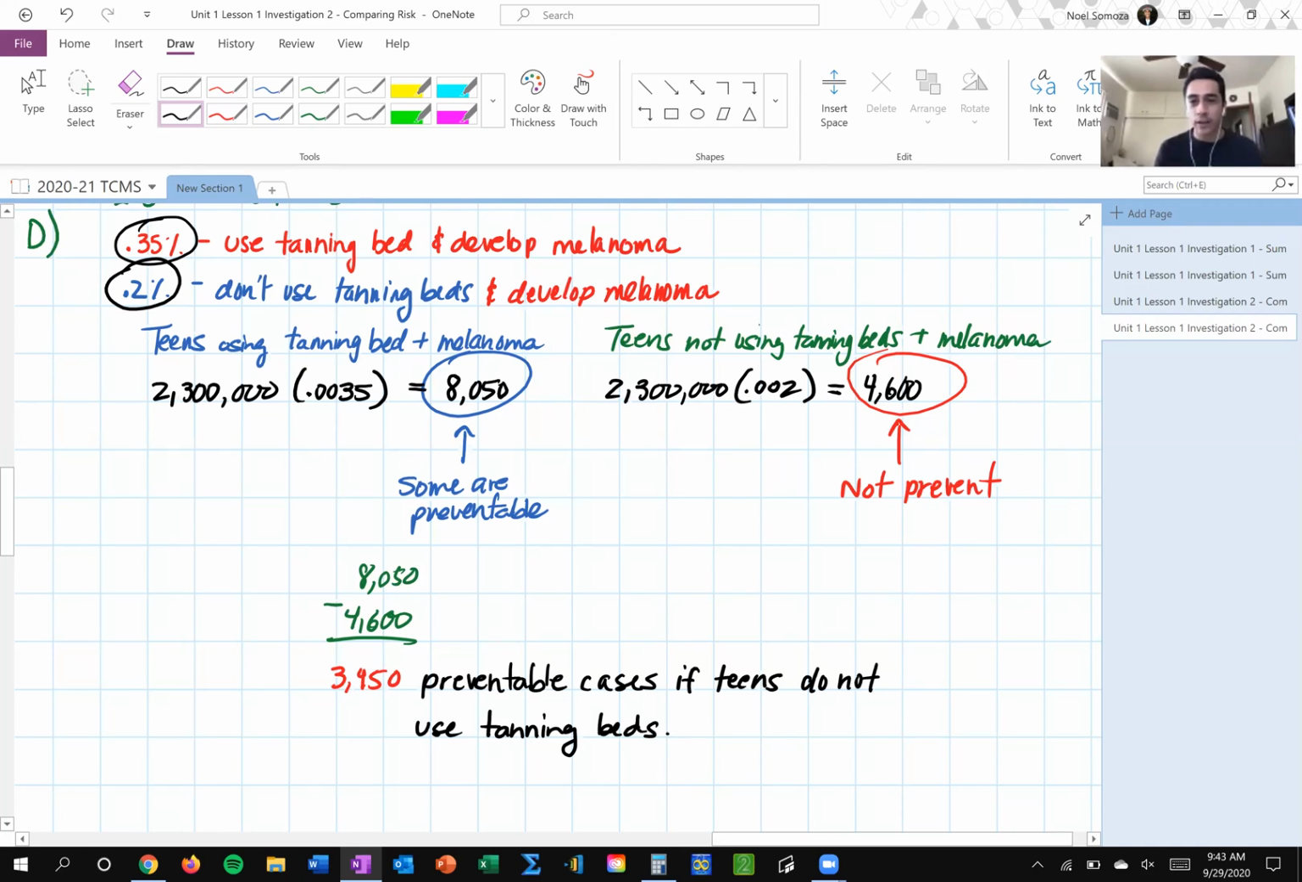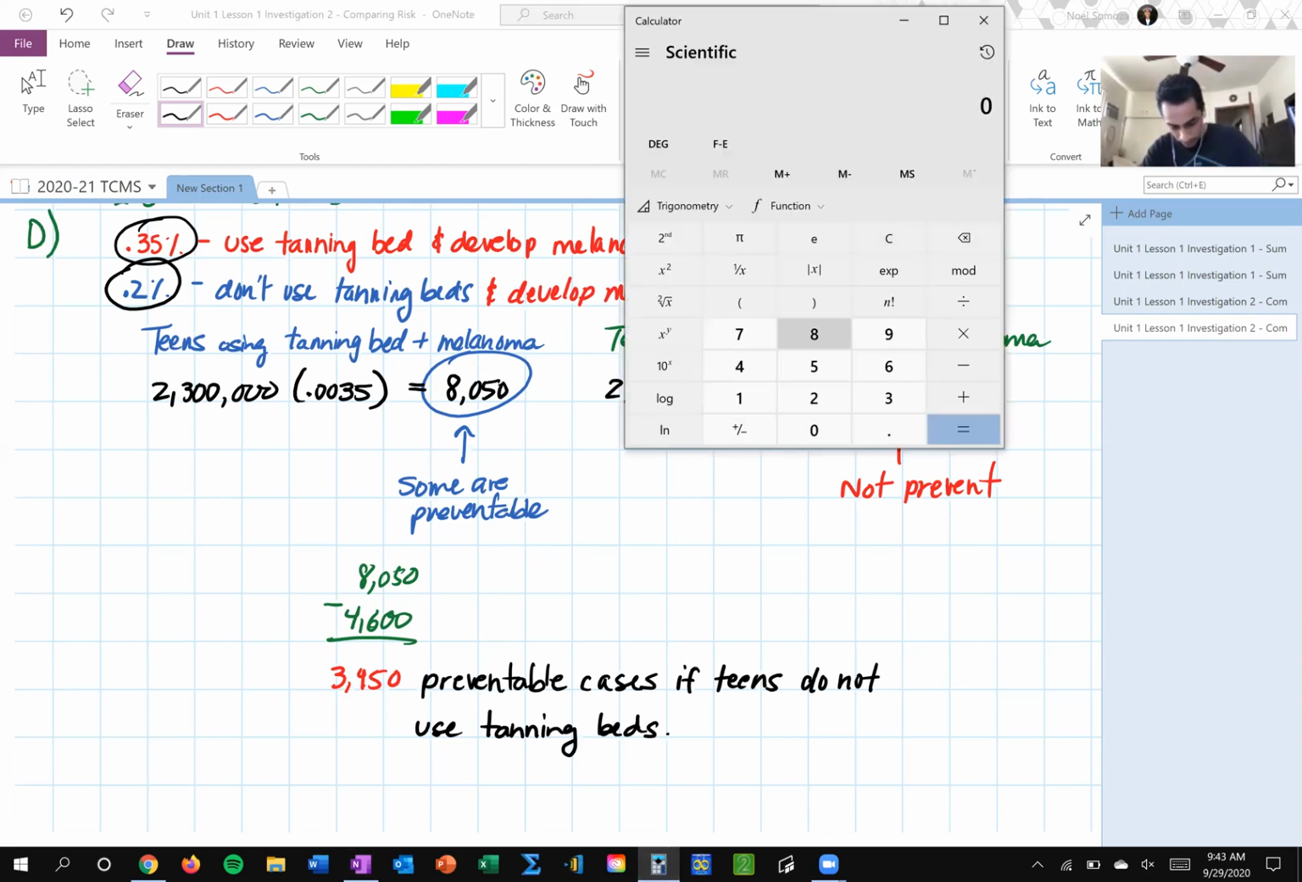Okay, if we would have divided the values, it would have given us something that wouldn't have made too much sense. Take a look at the number we would have gotten: 8,050 divided by 4,600. It's 1.75. And where does that come from? That's the risk factor. So basically, if you take 4,600 kids that are going to develop melanoma anyway, you multiply it by the factor of 1.75, it tells you how many kids are going to develop melanoma as a result of using the tanning beds.